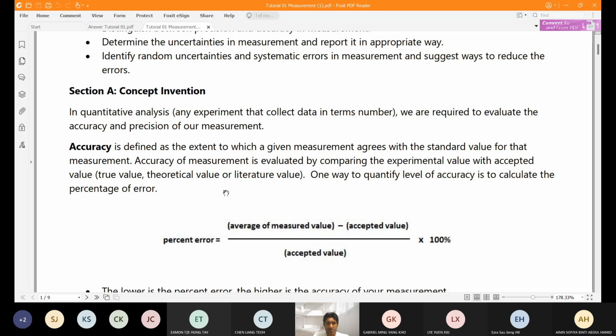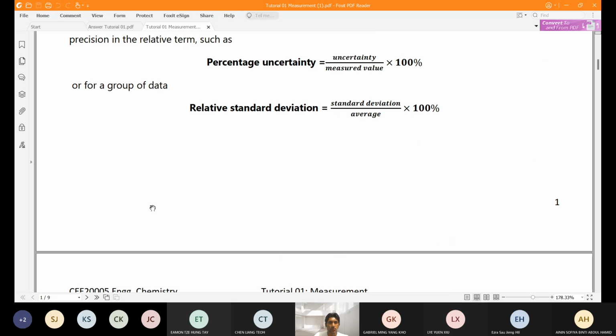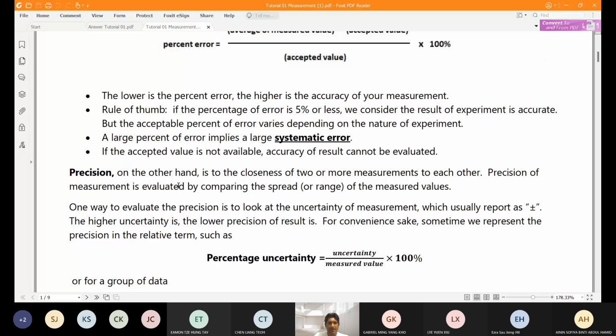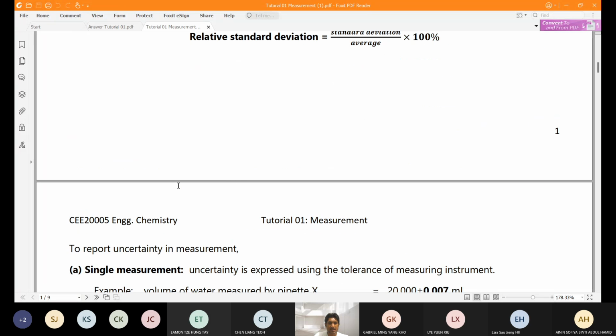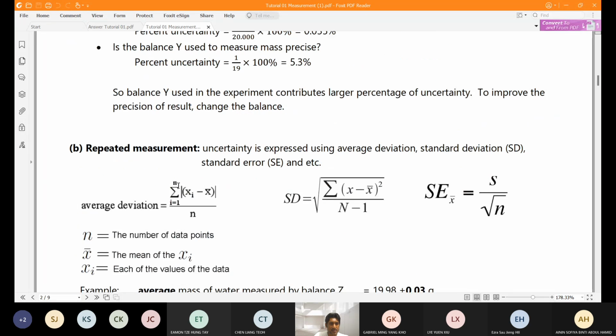So uncertainty is in the measured values. Percentage uncertainty is uncertainty over the measured values times 100%, the relative standard deviation. So we have to find the standard deviation first, and that is over the average number of the data that we are taking, times 100%. And when we are doing this type of thing, there are two types of error occurring. One is systematic, another one is random.